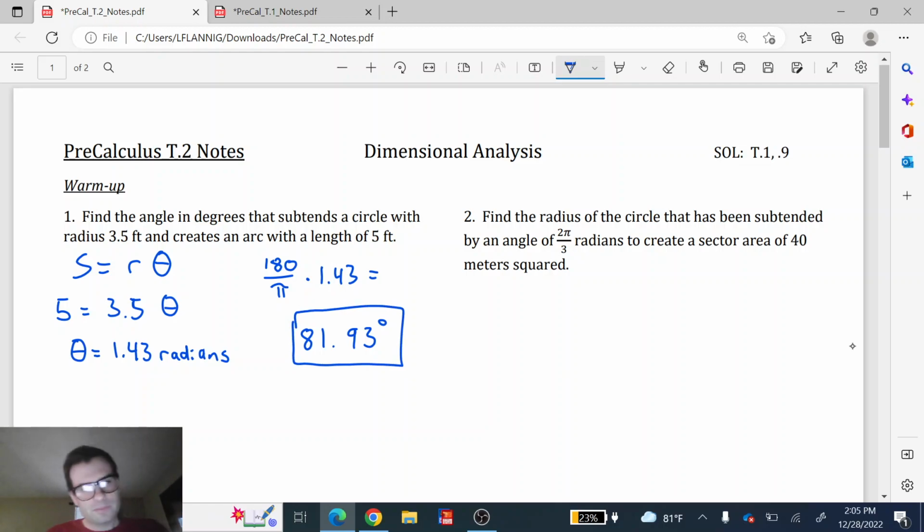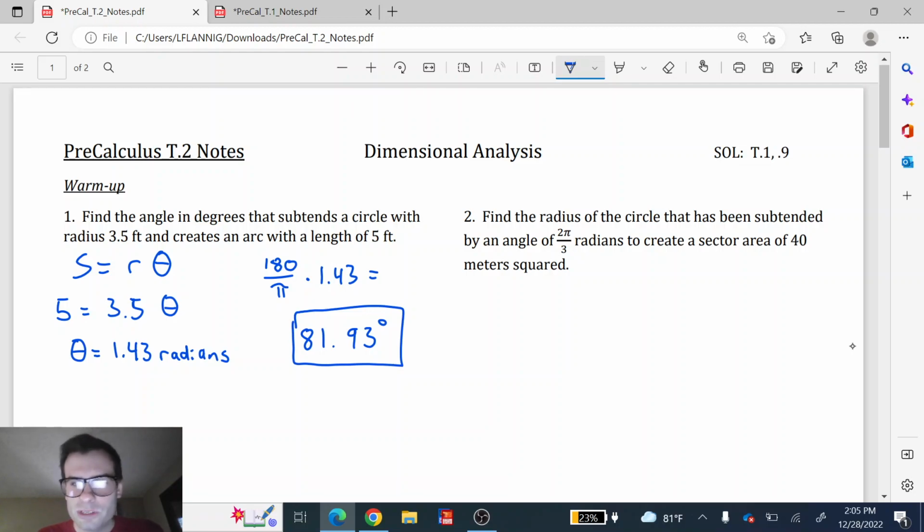Again, this time we don't know theta, so we have to find it. We have 5, the full arc length, equals 3.5, which is the radius, times theta, the angle measurement, which is in radians. So we take the 1.43 that we find and multiply it by 180 over pi. That will give us our angle in actual degrees.